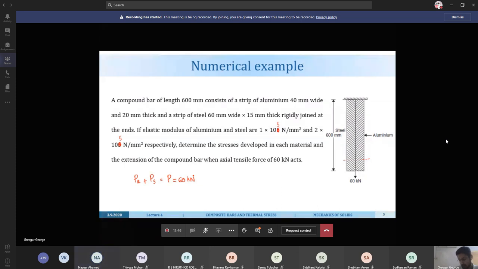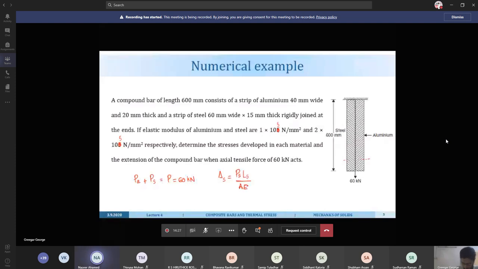And now what is the deflection associated with this aluminum, and what is the deflection associated with the steel? So deflection, you mean by change in length? Not change in length, the elongation. Elongation. So we can use PL by AE, sir. So the deflection in steel will be PS LS by AE.